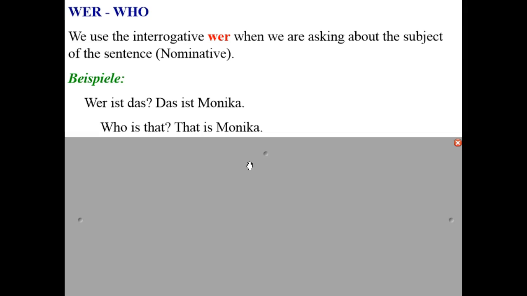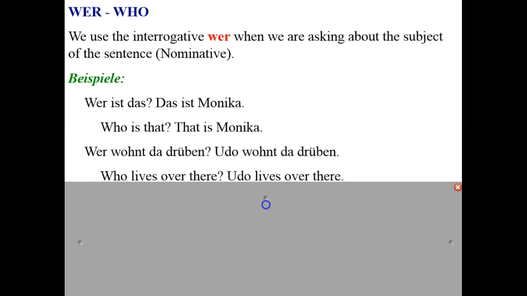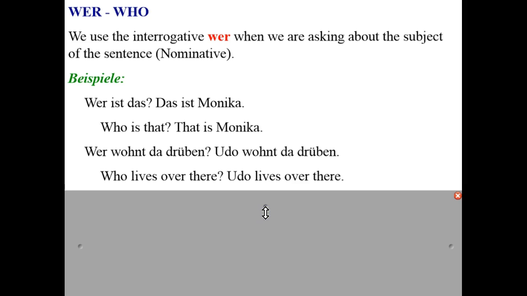And if you remember from a past lesson, the verb ist, or a form of sein, is always in the nominative case. Wer wohnt da drüben? Udo wohnt da drüben. Who lives over there? Udo lives over there. Udo is doing the action, he is the subject, so we would use the nominative interrogative wer.